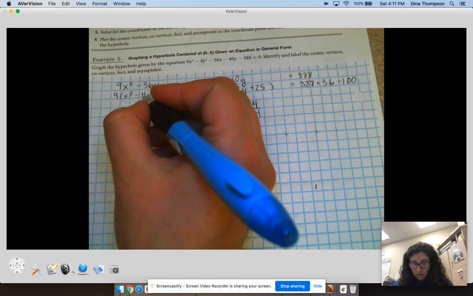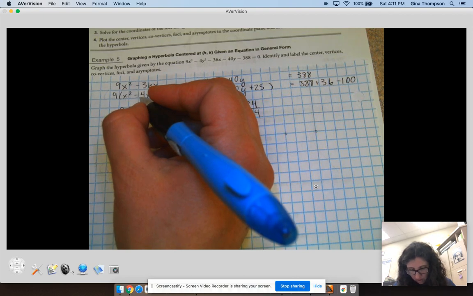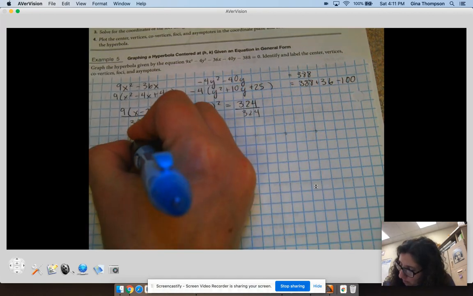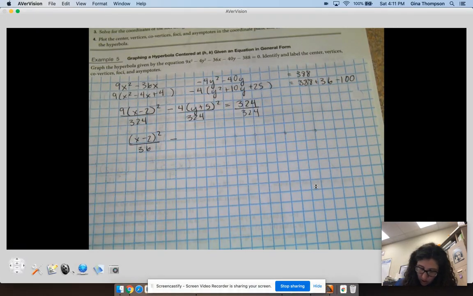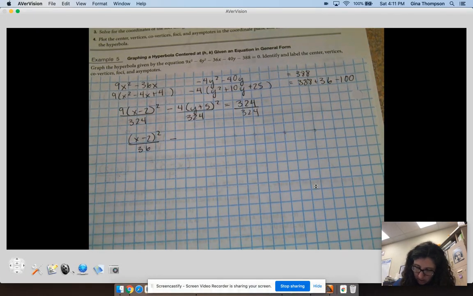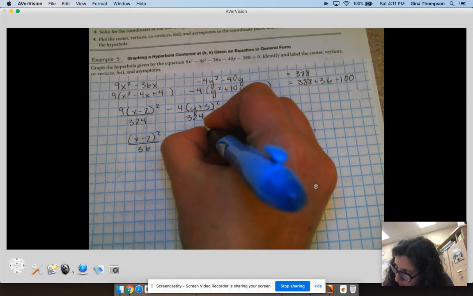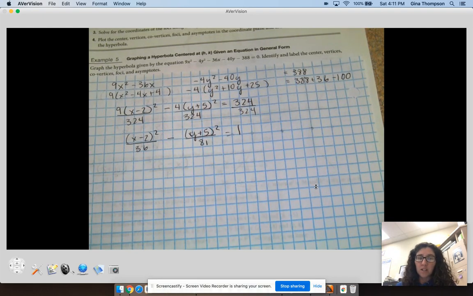I'm getting out my calculator. Where's my calculator? Okay. So 324 divided by 9 is 36. And 324 divided by 4 is 81. Those look like encouraging perfect squares. All right, now we're in business.